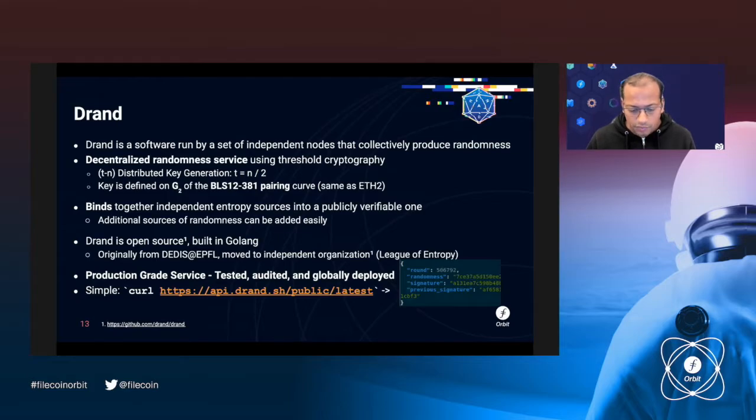So DRAND is fundamentally, as I said, software run by an independent set of nodes. There are a bunch of independent servers running all over the world, which collectively produce randomness. Decentralized randomness, like I mentioned, is produced using threshold cryptography, in which I only need to have a threshold, typically n, the total number, divided by 2 plus 1, like a majority of the generating nodes. We are able to combine the independent entropy sources, or randomness sources, into a publicly verifiable one. And for that purpose, we use the BLS signature, and we can talk about that a bit further. Right now, DRAND has been running for over a year, and it's a production grade service. It's tested, it's audited, and it's globally deployed. And the best part is you can access DRAND's randomness using just a curl call to the public APIs that we have.